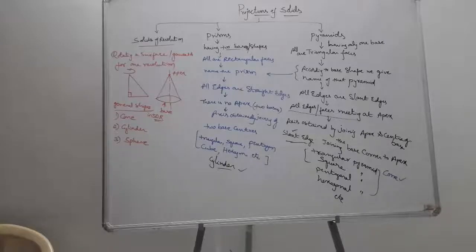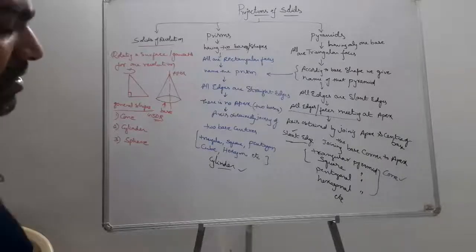The main important thing here is that what we discussed in the projection of planes, the same routine procedure we are going to follow here also. What was that? The change of position method. In the change of position method, what are the three stages you look over? Stage 1, stage 2, stage 3: simple position, surface inclination, and edge inclination.